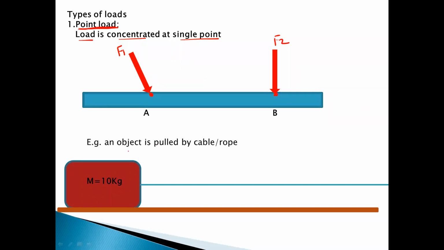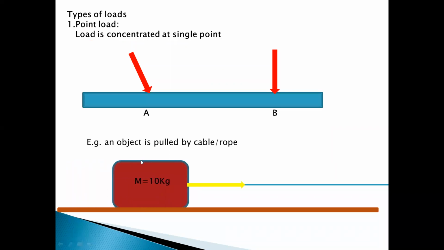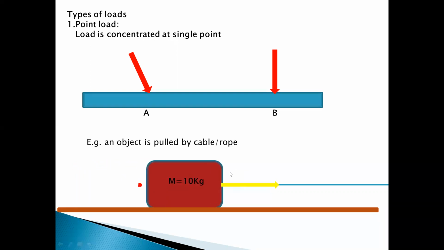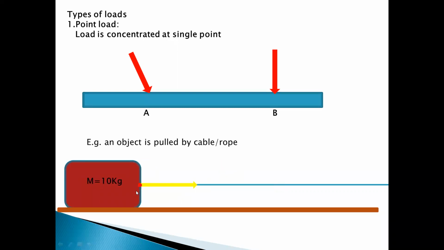The second example is if the object is pulled by a cable or by a rope. Here you can see we have a weight, which is 10 kg, and we are applying some force by connecting the cable. So this is the cable. The force will act on this object at this point. So this is again a point load. This is the tension, suppose AB.